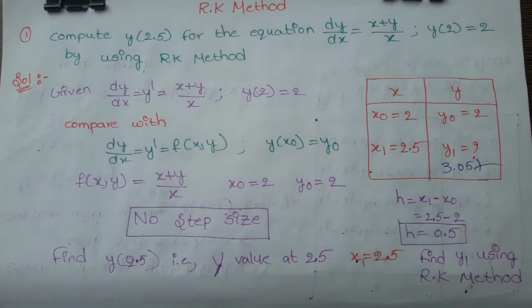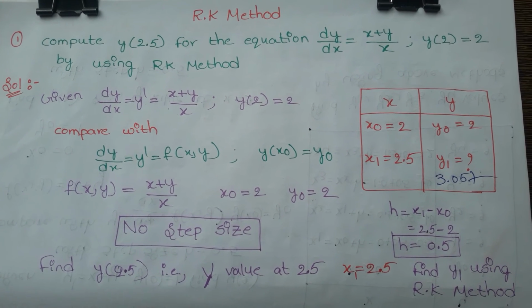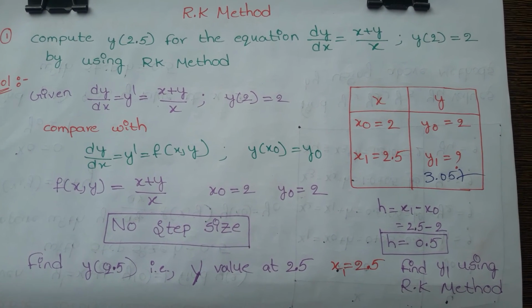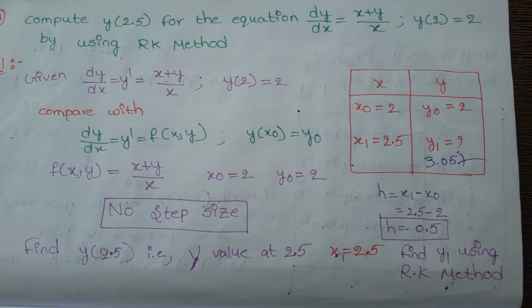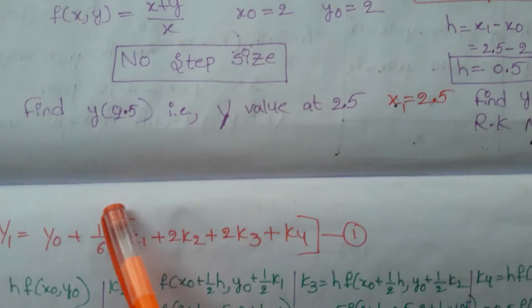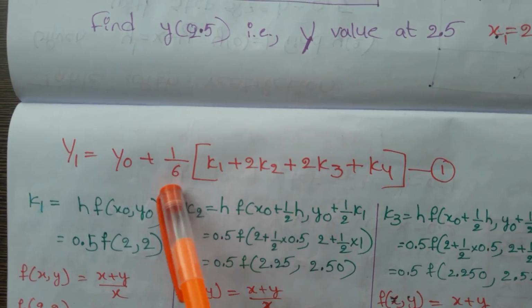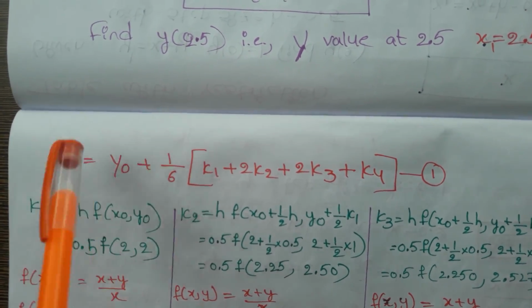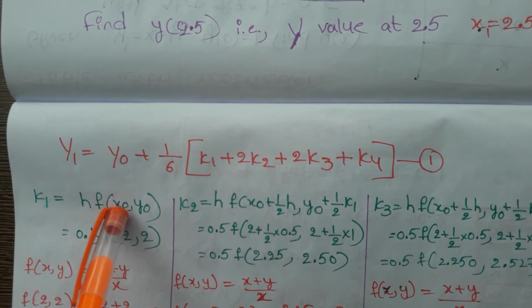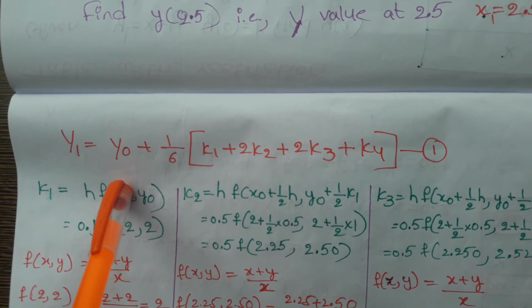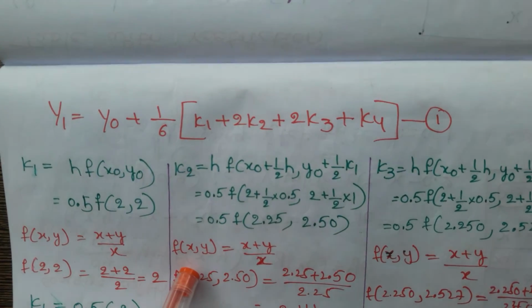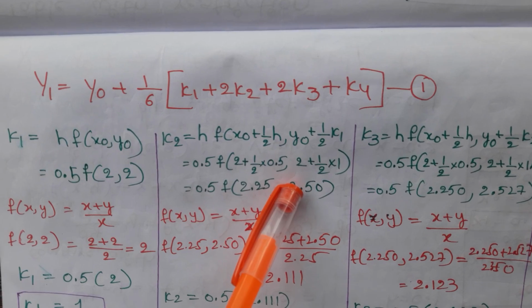So this is the solution of RK method with no step size. In the next video I will explain RK method with step size. When you want to find y1, the formula is in this way. If you want to find y2, here you get y1. If you want to find y3, in place of y0 you get y2. So there will be different formulas for y1, y2, y3, y4. Those are easy, so in the next video I will mention all those formulas.